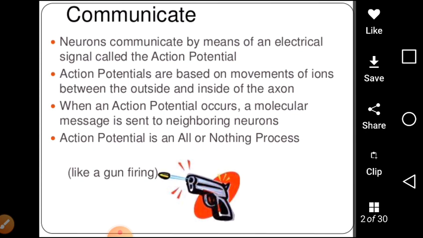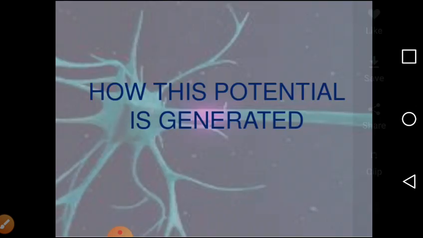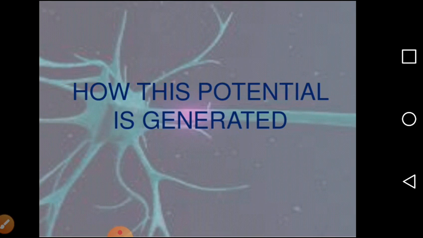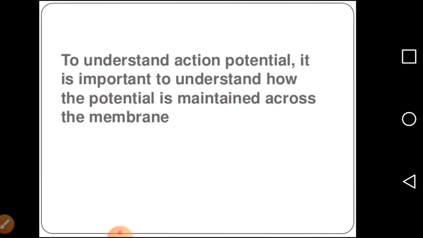Action potentials are based on the movement of ions between the outside and inside of the axon. So basically, the movement of ions outside and inside the axon causes the action potential. When an action potential occurs, a molecular message is sent to the neighboring neuron. Action potential is an all-or-none process, like a gunfire. So let's study how this potential is generated.